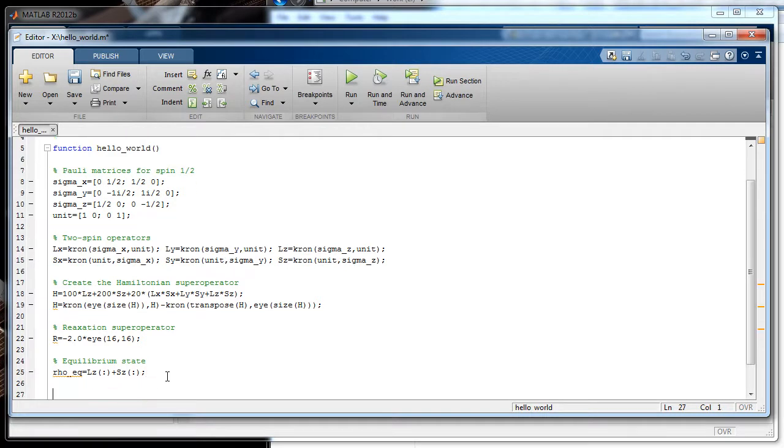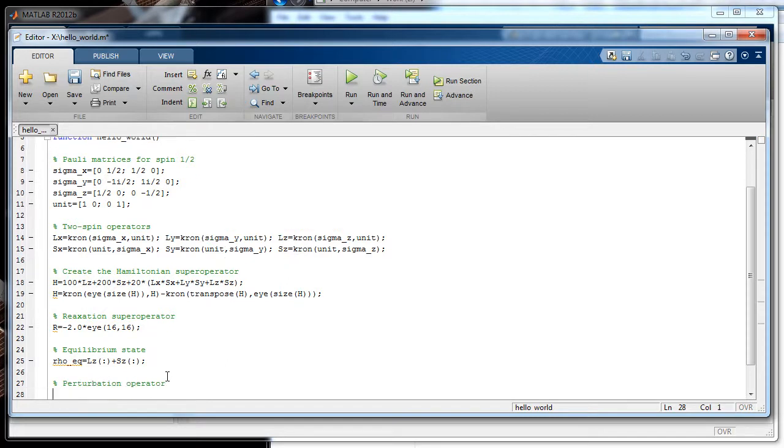Okay, so what remains now is to run the simulation, but before we run the simulation we need to specify the kind of perturbations that our system receives. So our perturbation operator, let's call it P, would be Lx plus Sx. So we will be irradiating our system on the x-axis, and we will specify some power for that irradiation. Let's say we are irradiating it with a power of 0.1 Hertz.